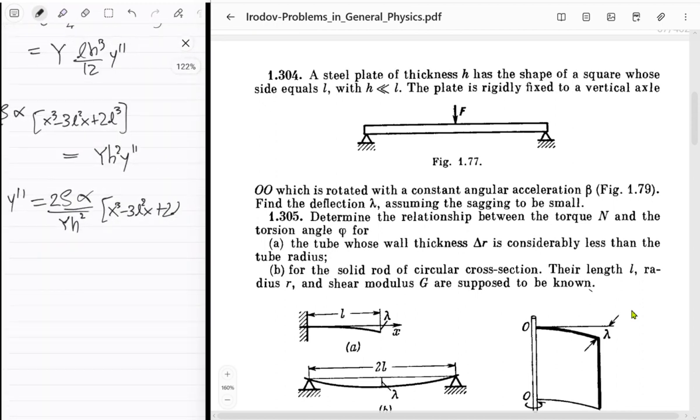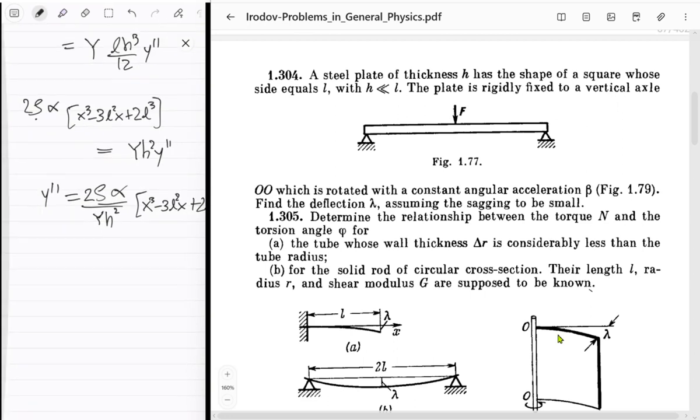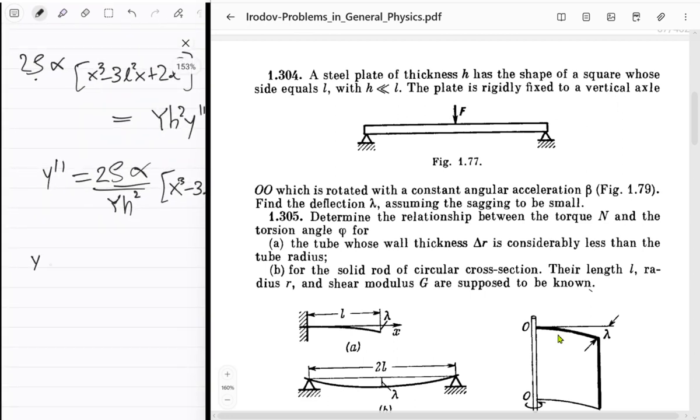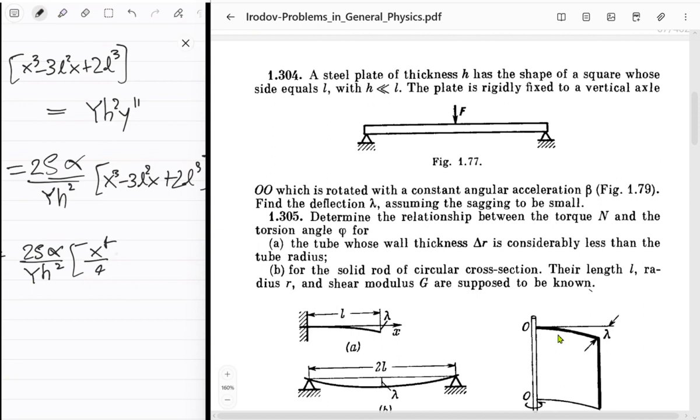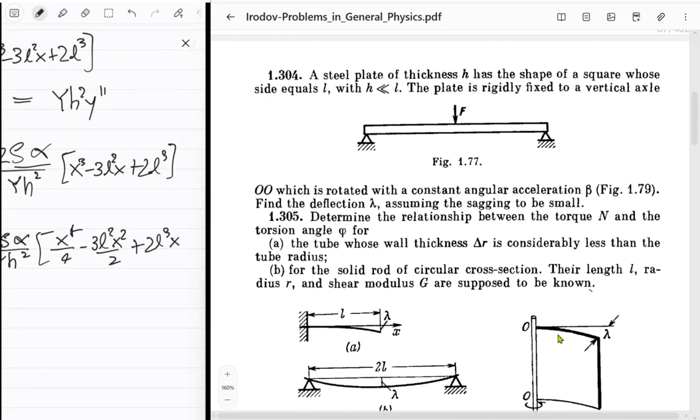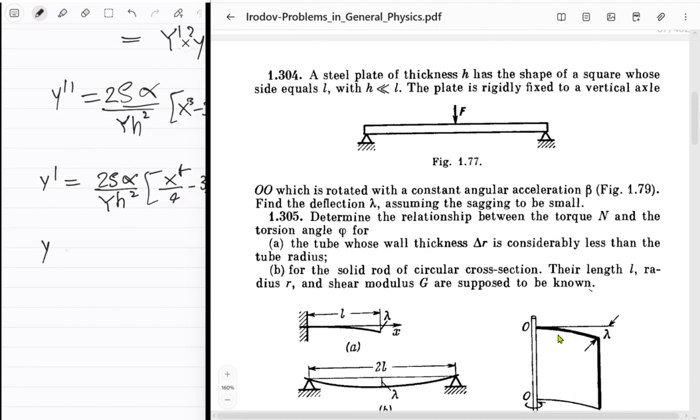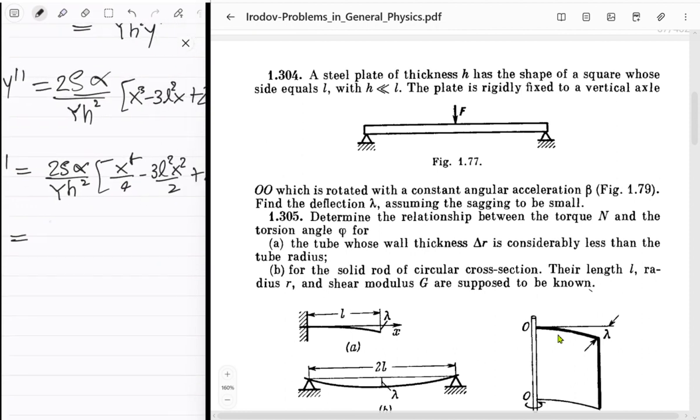Okay, so at x equal to 0, y dash is 0 and y is 0, so at least that's good. Cool. So y dash is equal to 2 rho alpha upon Young's modulus h squared times x power 4 upon 4 minus 3 L squared x squared upon 2 plus 2 L cubed x, and then integrate once again. So y is equal to 2 rho alpha upon Young's modulus h squared. Then you got x power 5 upon 20.